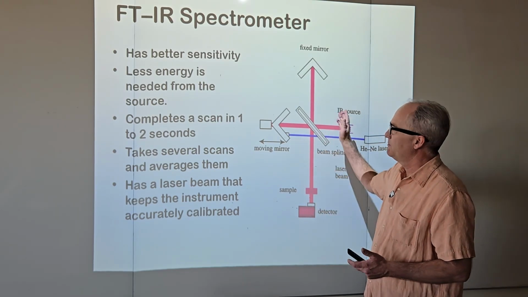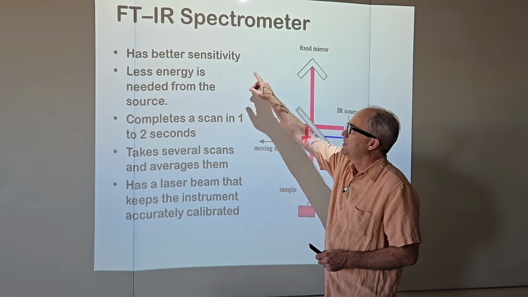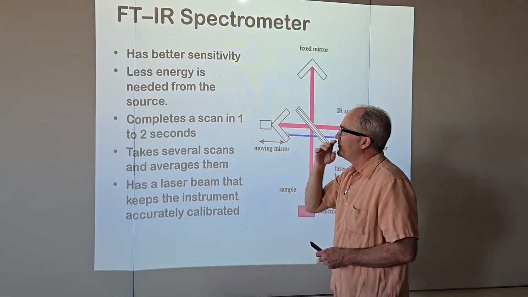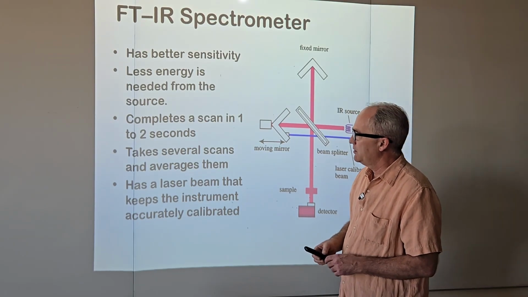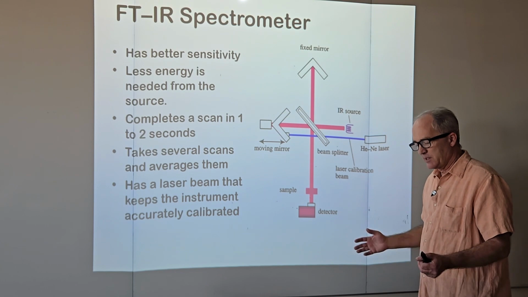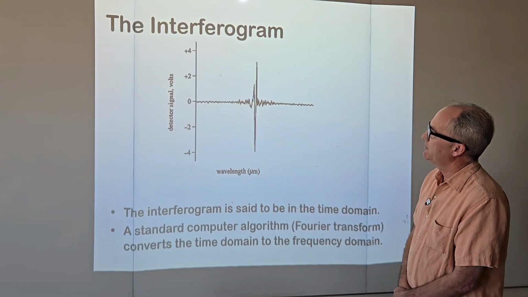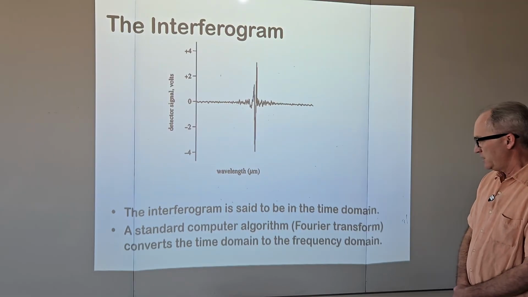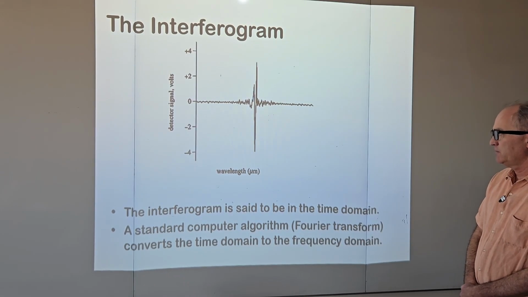You go to graduate school, you might have to know more about this. You don't need to know anything about it other than you get way better spectra. Less energy is needed for the source, and it can do a scan really fast. You can take several scans and average them together. There's this thing called the interferogram, which is said to be the time domain of a standard computer algorithm.